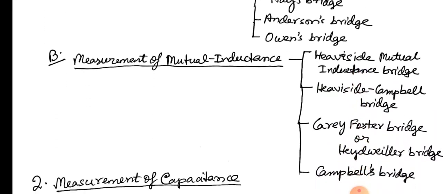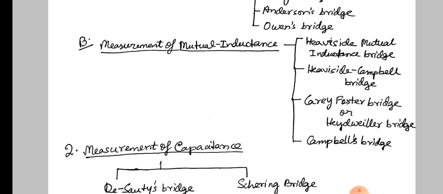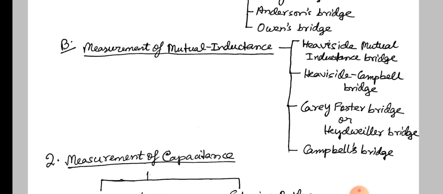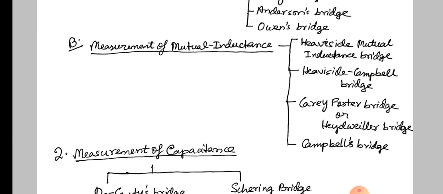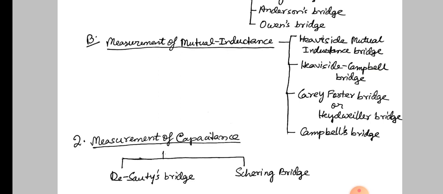Then there are bridges which measure mutual inductance, which are Heaviside's mutual inductance bridge, Heaviside Campbell bridge, Carey Foster's bridge or Heydweiller bridge, and Campbell's bridge. You don't have any of them in your syllabus because you don't have measurement of mutual inductance, but kindly remember the names because this will be helpful for you in future for the MCQs as well.